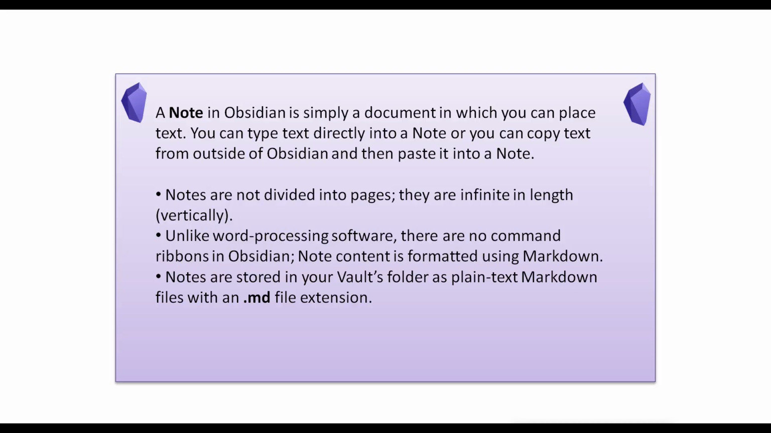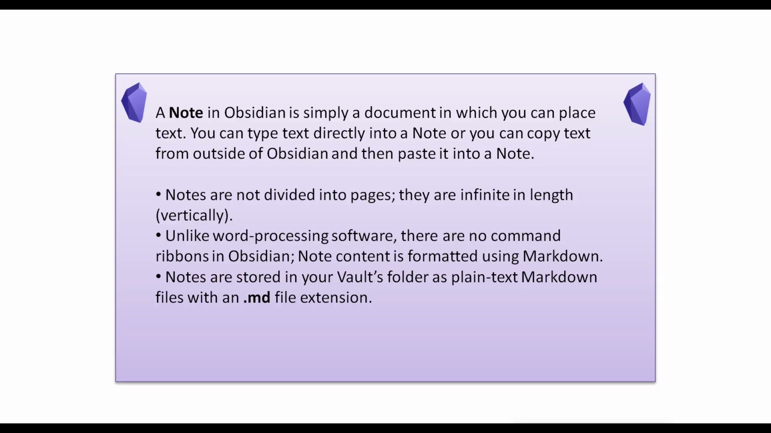As I had mentioned in the introduction to this series, notes are the most important elements in an Obsidian vault. Everything else in Obsidian is there to serve its notes. A note in Obsidian is simply a document in which you can place text. Other things can be placed in a note as well, but fundamentally, notes are most often used for text. You simply click inside a note and start typing. Or you can paste text into a note that you copied from elsewhere.